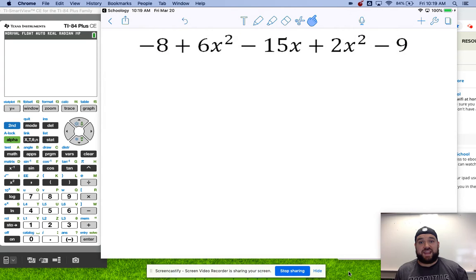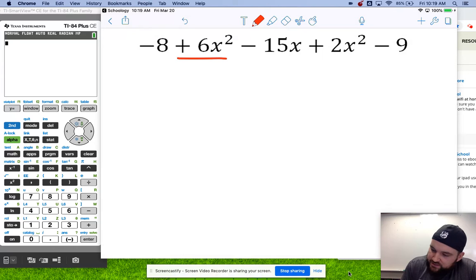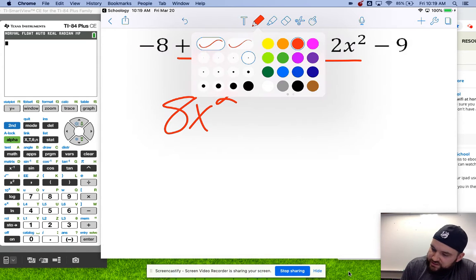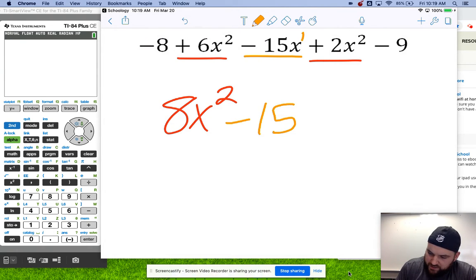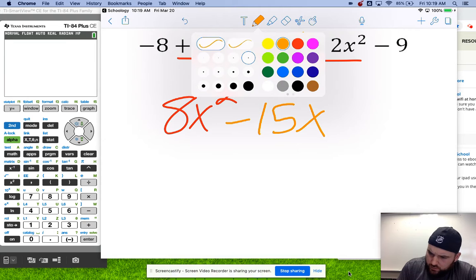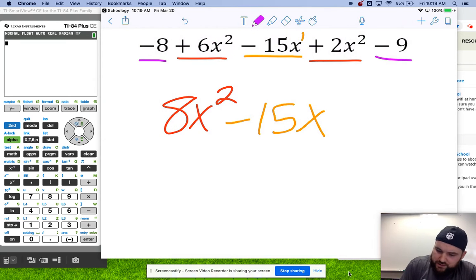So this starts with 5 terms, which looks like a lot. Again, I like to scan it and look for what is the highest power, because we want standard form anyway. So 6x squared and 2x squared. Well, 6 plus 2 is 8. Then I go to my next highest power, which would be the x that doesn't have an exponent. And again, that's power 1. There's no other power 1s, so minus 15x. And negative 9 and negative 8 can combine to be negative 17.